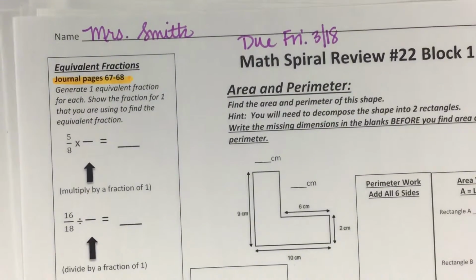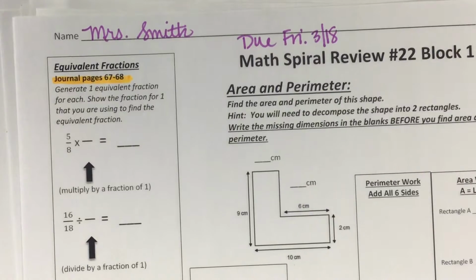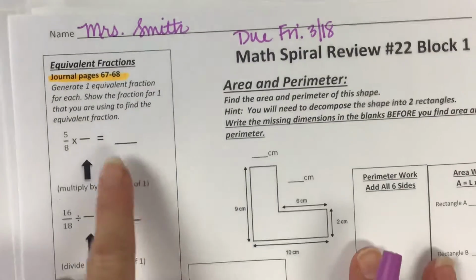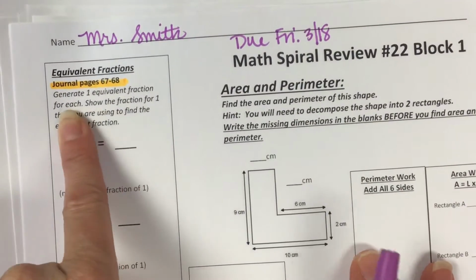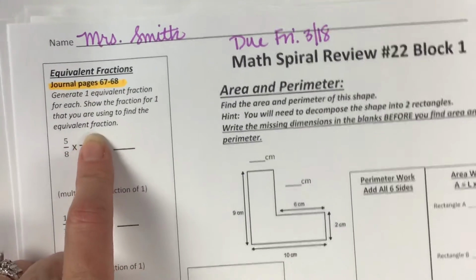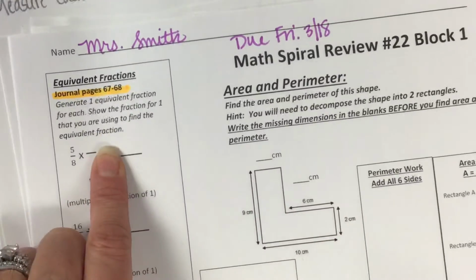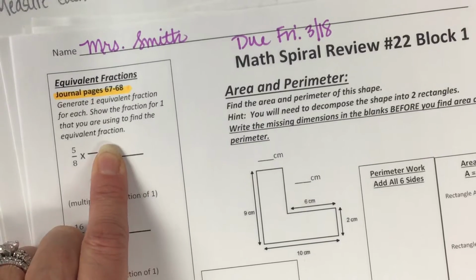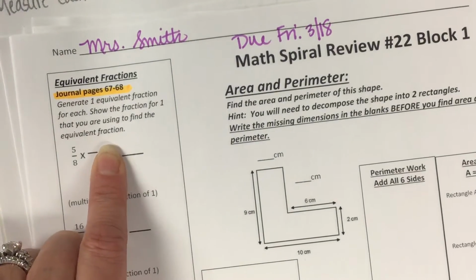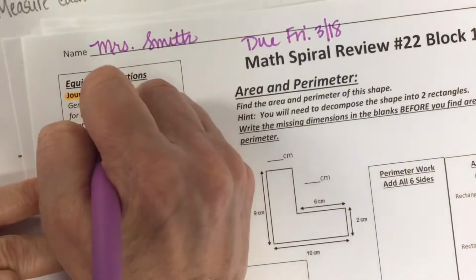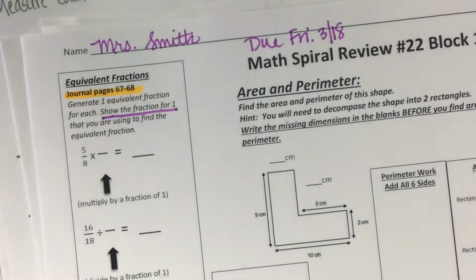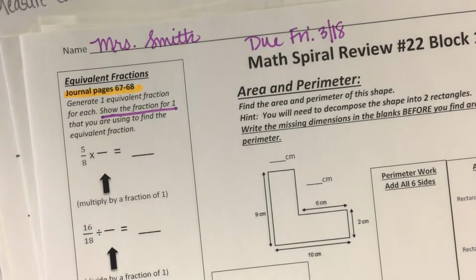Okay, I'm recording and I need us all to just stay focused so we can get through this in a timely manner. Okay, generate one equivalent fraction for each. Show the fraction for one that you are using to find the equivalent fraction. Now, I want to talk about this. It says show the fraction for 1. It does not mean to use 1 over 1. It means to use a fraction that is equal to 1.